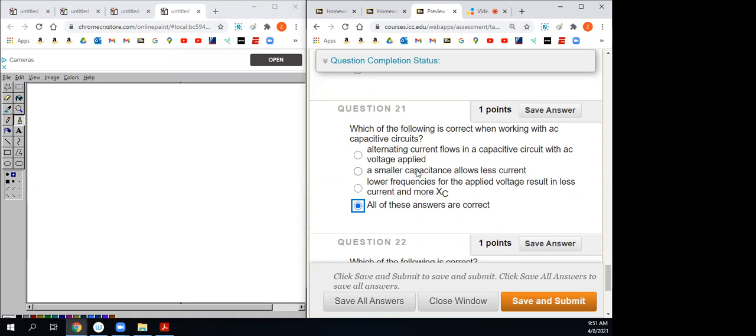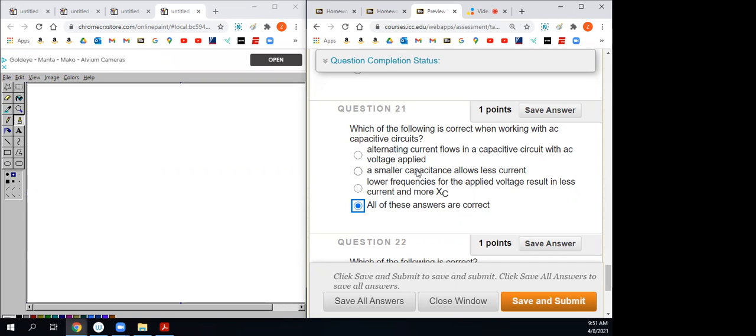What is capacitance? What does capacitance mean? Capacitance is this thing's ability to do what? Store charge. So if it's like a battery, the big one, it can allow more current flow because it has a bigger ability to store a charge, right? A smaller one allows less current because it's just going to charge up and stop, right?